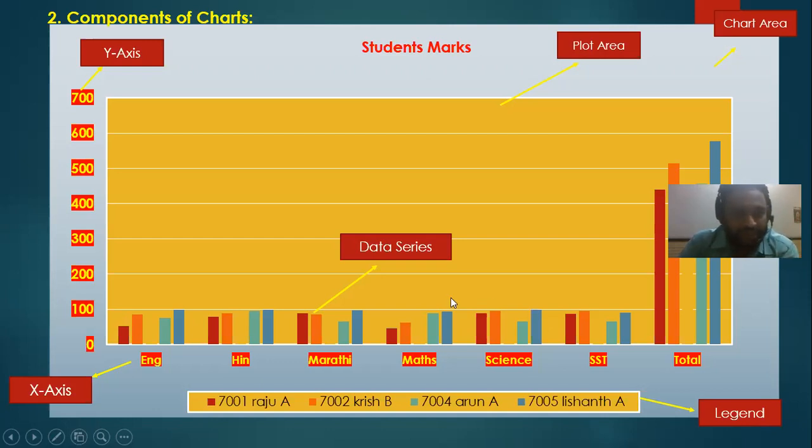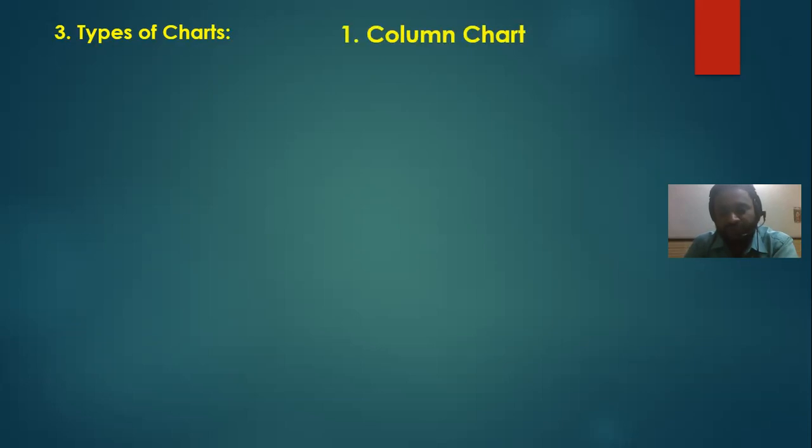So here you can observe the complete components of a chart: chart title, x-axis, y-axis, chart area, data series, and legend. The next one is types of charts. The first one is column chart.